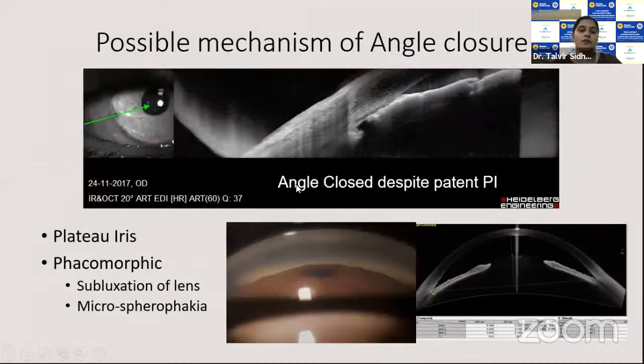If suppose after your PI also the angle is closed, you should look for other mechanisms of angle closure like plateau iris, where your ciliary body is actually pushing up the iris, and you would need a laser iridoplasty apart from your PI. Also, sometimes your lens might be very thick with a very high lens vault, like in this picture, and on gonioscopy you can see a Mount Fuji sign, or there might be a microspherophakia which might need a lens extraction later on.